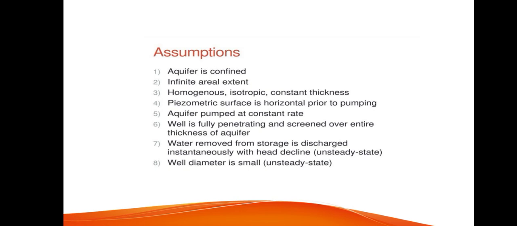So first, the aquifer is confined. It means a confined aquifer is surrounded by impermeable layers, restricting water flow. So the pressure within the aquifer can cause water to rise above the upper confining layer, creating artesian conditions. So it can store groundwater and protect it from contamination.